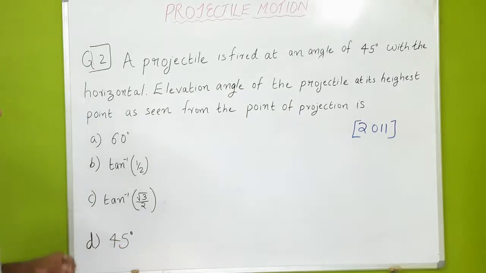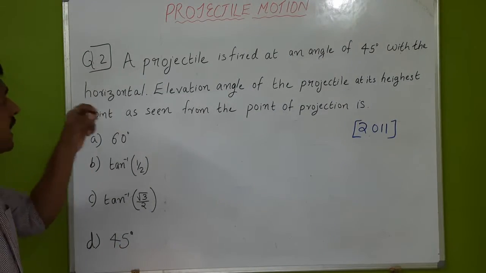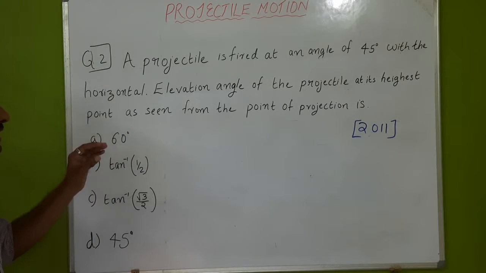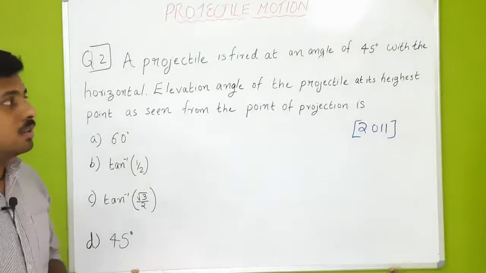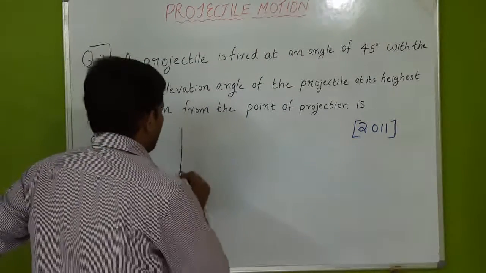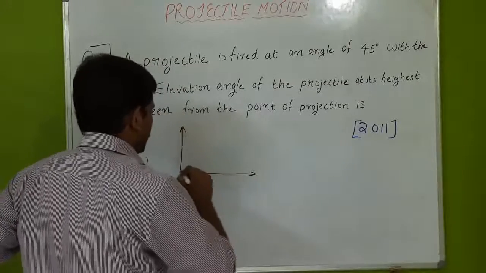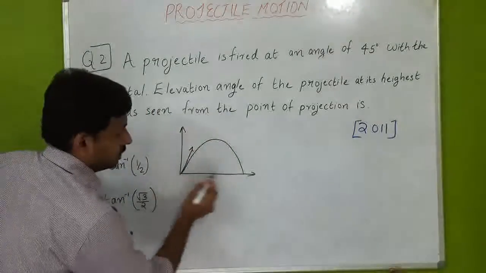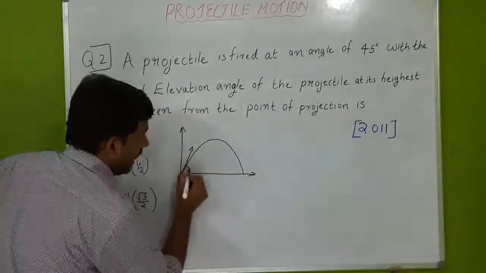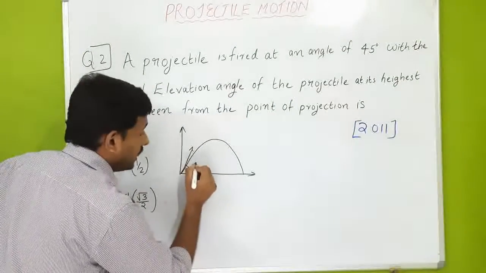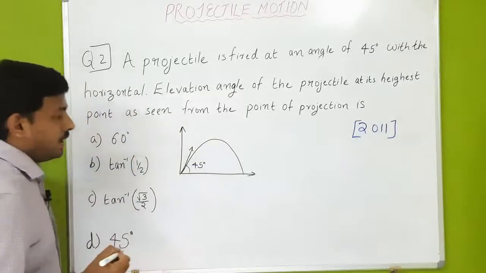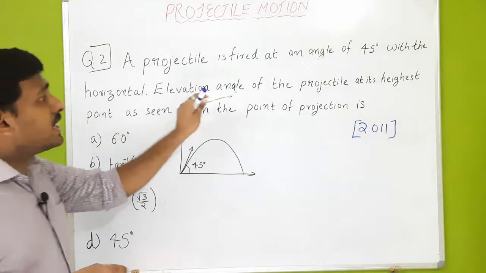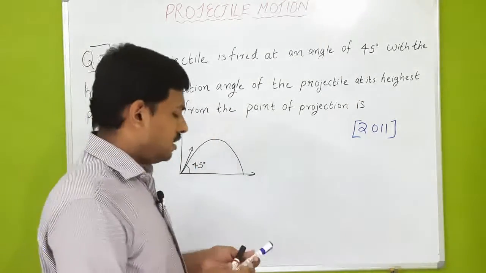Question number 2. A projectile is fired at an angle of 45 degrees with the horizontal. The elevation angle of the projectile at its highest point as seen from the point of projection is? It is given in the question that a projectile is projected at an angle of 45 degrees with the horizontal. So this is the horizontal, this is the initial velocity. The angle between this initial velocity and the horizontal is the angle of projection, given as 45 degrees. We are asked to find the elevation angle of the projectile. So what is an elevation angle?